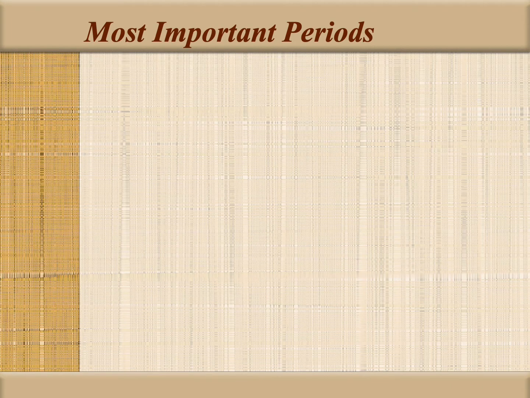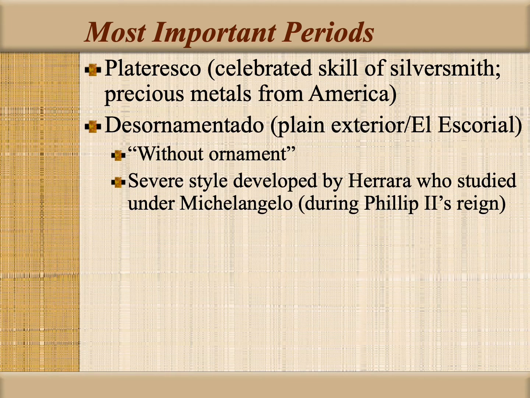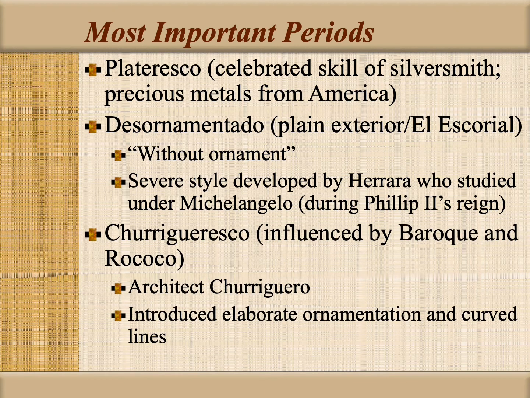All right, so now we're going to go a little bit deeper into some of the most important periods. So at first you have the Plateresco, which celebrated the skill of the silversmith and brings precious metals in from Latin America. Then you have the Desornamentado, which is just a plain exterior. It means without ornament, and it's a very severe style developed by Herrera, who studied under Michelangelo during Philip II's reign.